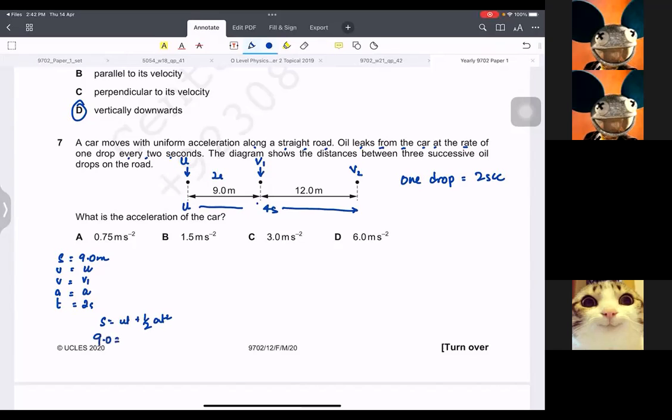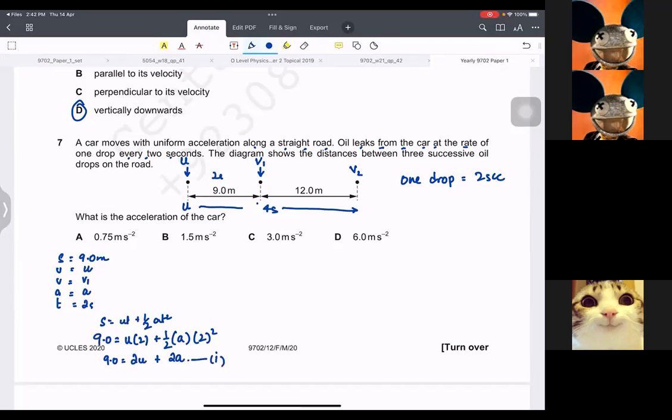This will be 9, u will be u, time will be 2. This will be half, this will be a, and this will be 2 squares. So ultimately I'm going to get 9 = 2u + 2a. Right. So let's call this first equation.